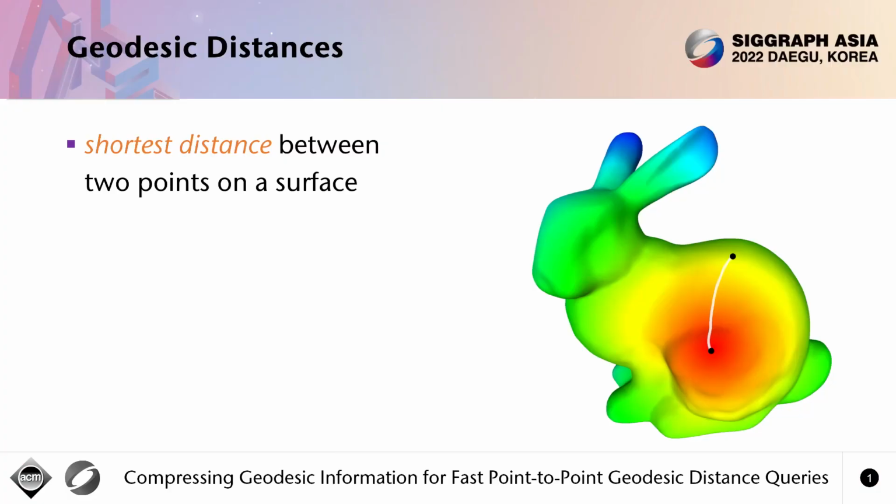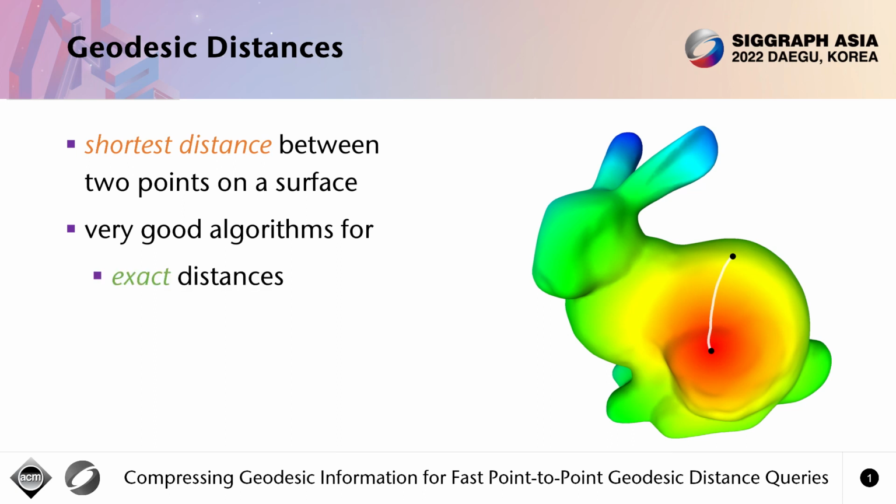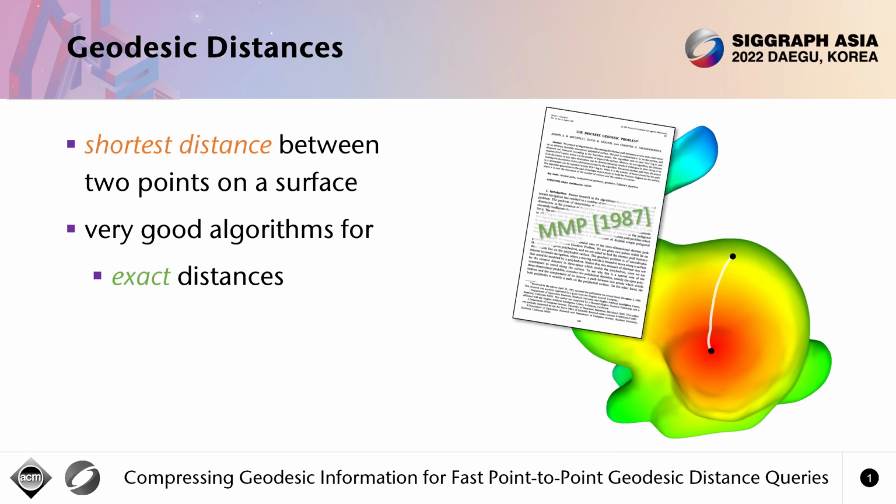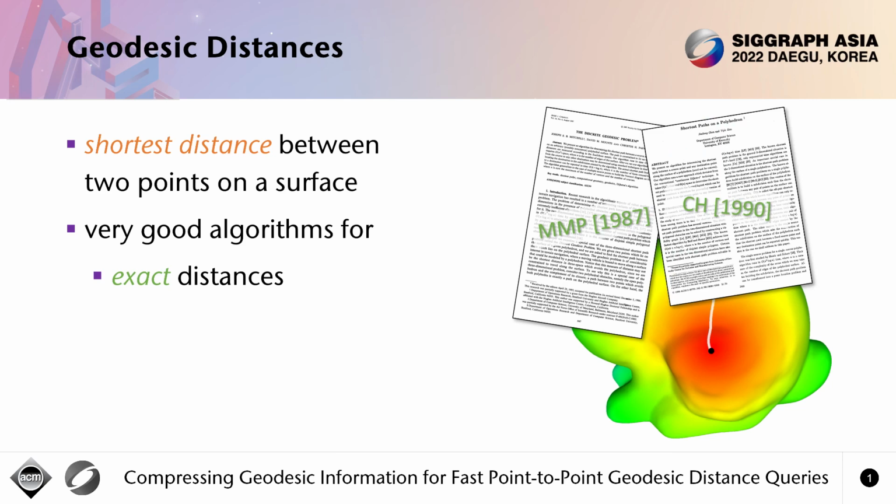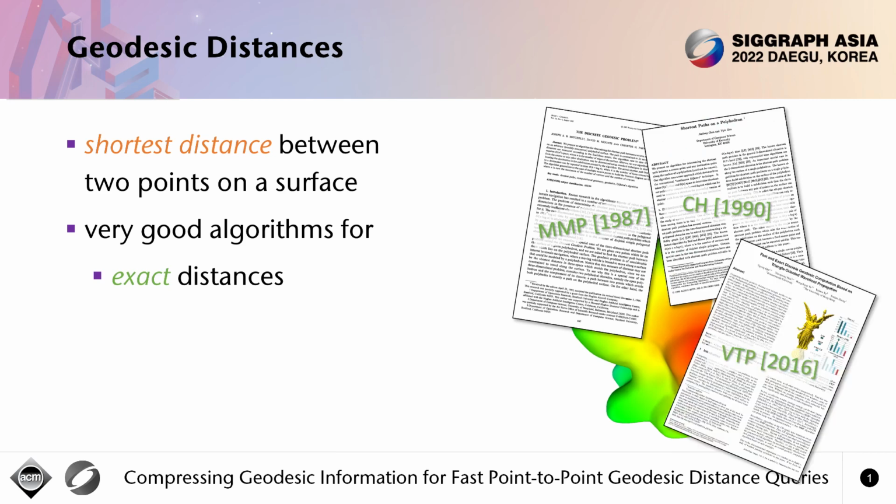The geodesic distance between 2 points on the surface is the length of the shortest path connecting them, and several very sophisticated algorithms exist to compute these distances. On the one hand, there are algorithms that find the exact distance, including the seminal methods by Mitchell, Mount and Papadimitriou, and by Chen and Han, and the fastest exact algorithm to date is probably the vertex-oriented triangle propagation by Qin et al.